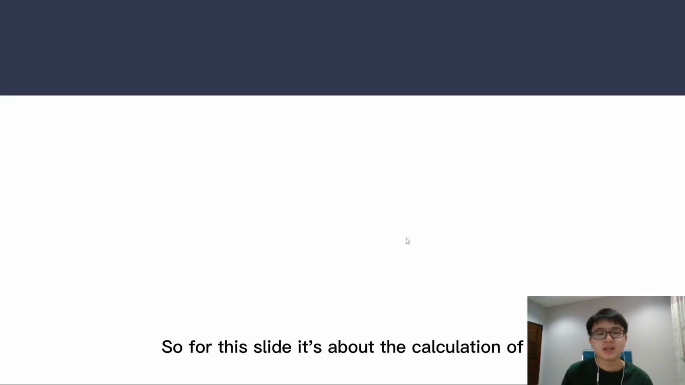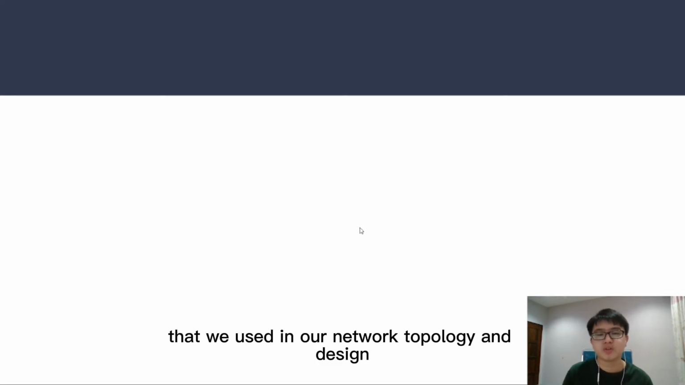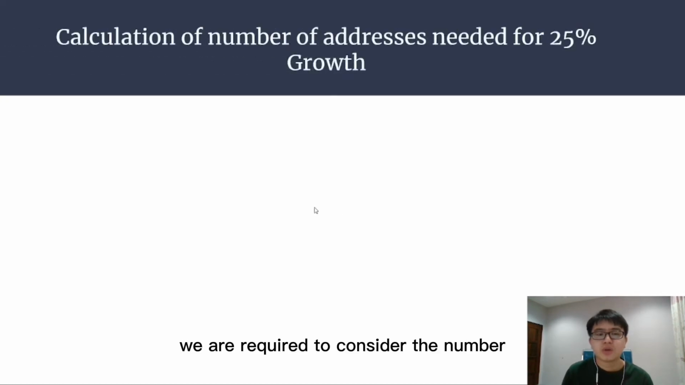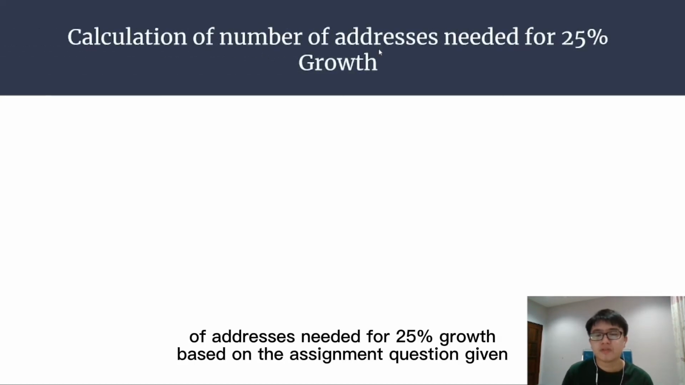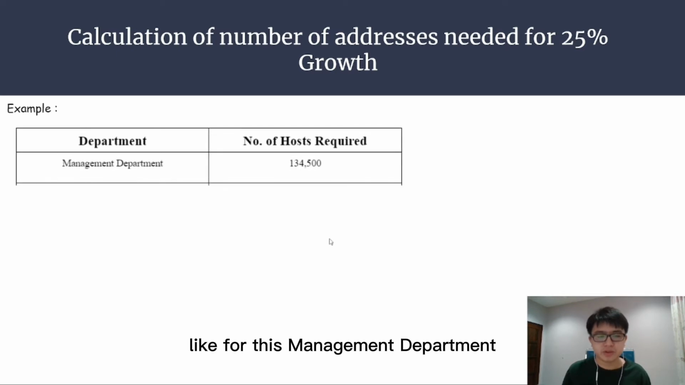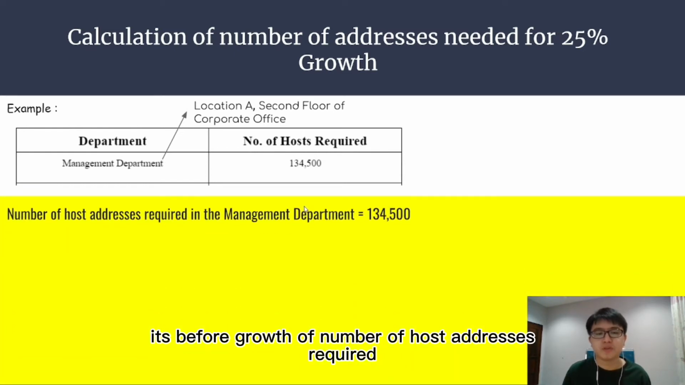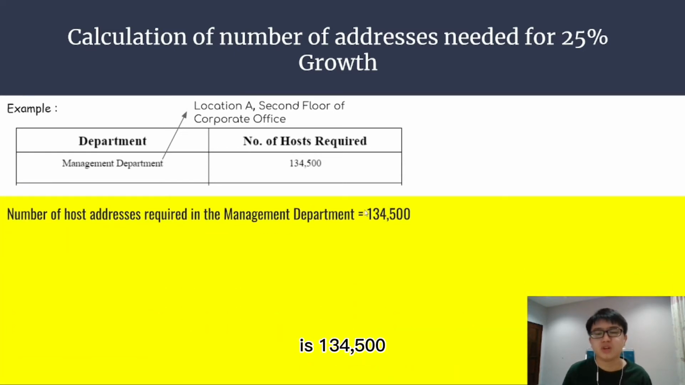So this slide is about the calculation of finding the total number of host addresses that we use in our network topology and design. We are required to consider the number of addresses needed for 25% growth based on the assignment question given. I will give you an example. Like for this management department, which is located in location A, second floor of corporate office, its before-growth number of host addresses required is 134500.